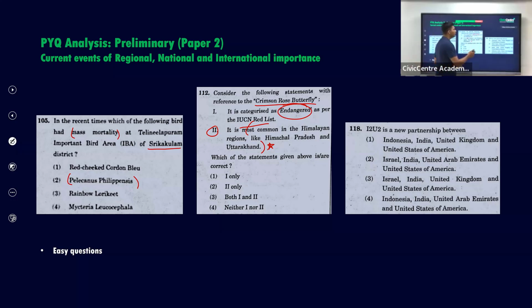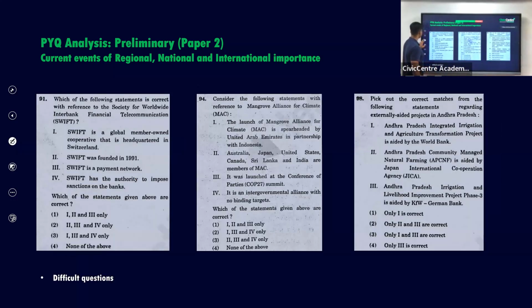Okay. Third one, as I told you, I2U2. Can you tell the correct answer? Full form of I2U2. Very clear. If you know it is not Indonesia, you can eliminate. If you know one Arab country was there, you can eliminate. You will come to the answer. Clear? That is why I called these easy questions.